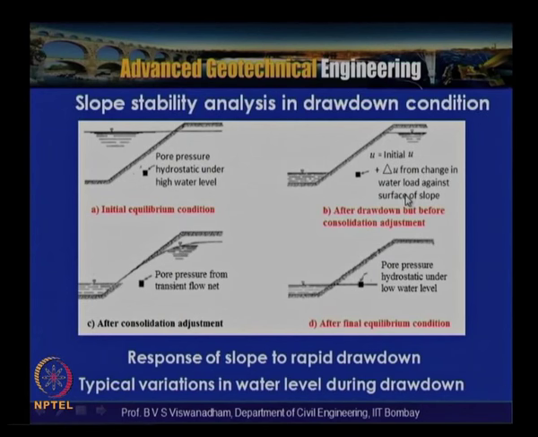At this stage, with an increase in the pore water pressure within the slope, there can be a danger for slope stability. That means the factor of safety of the slope will reduce to a certain value. Once it is subjected to consolidation adjustments, the pore water pressure obtained from the transient flow net is shown here. Once the equilibrium is adjusted with the low water levels, the pore water pressure is established. When this happens in a cyclic manner, with increasing and then decreasing water levels, there can be a possibility that the factor of safety gets hampered.